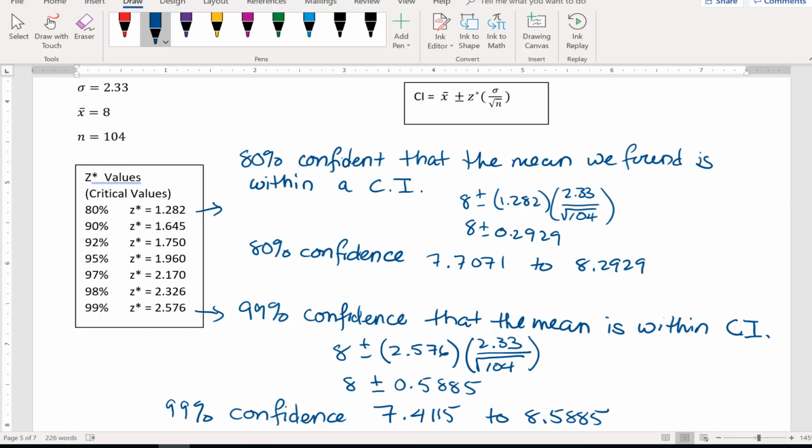You'll notice that this range is much wider. It's wider because we have more confidence in it. The smaller the range, the lower the confidence. Now, also another consideration is the sample size. The higher the sample size, the higher the confidence, and the lower the margin of error.